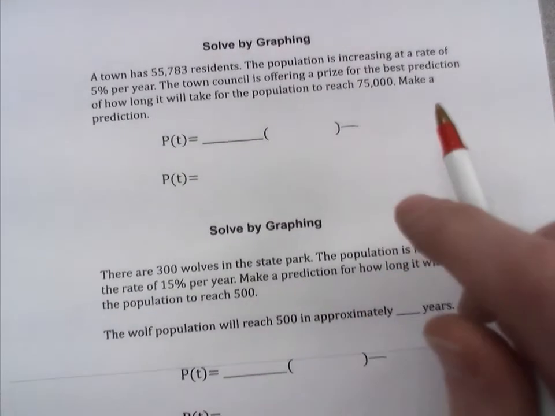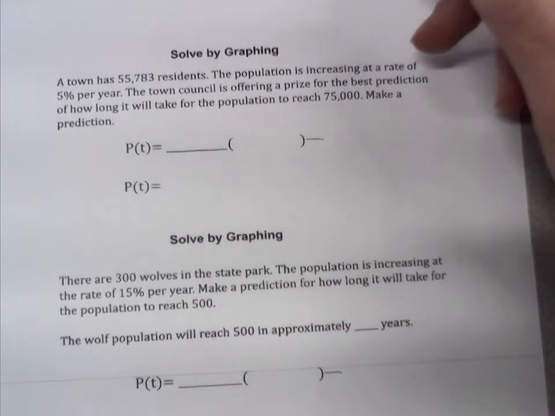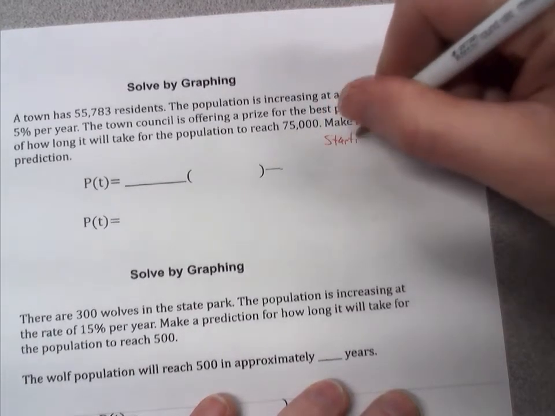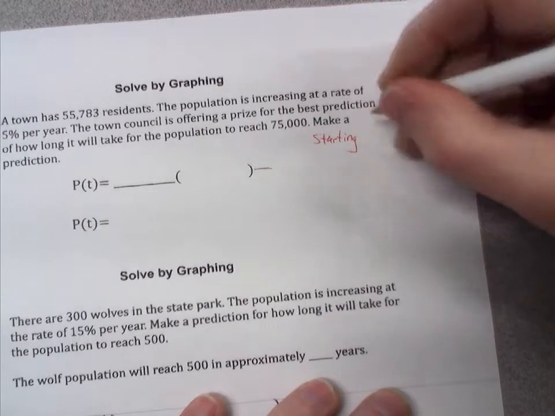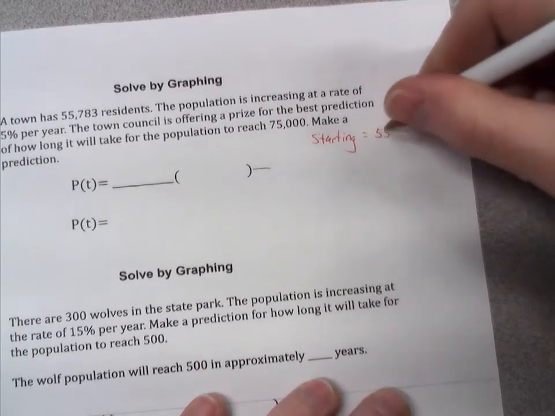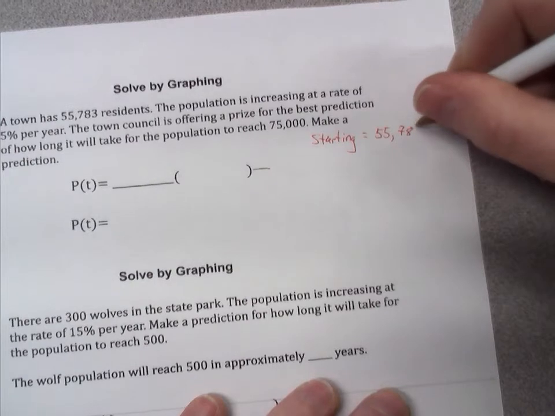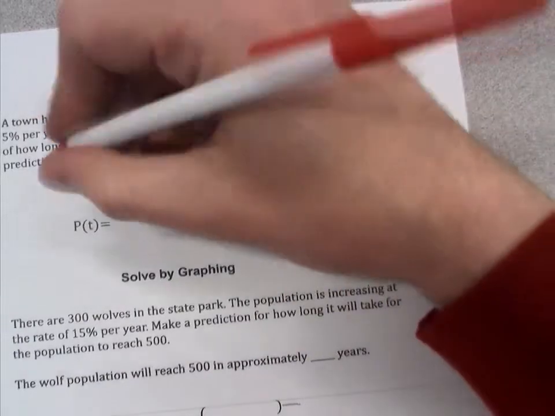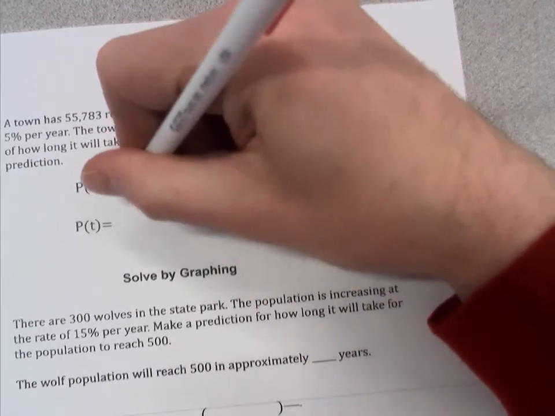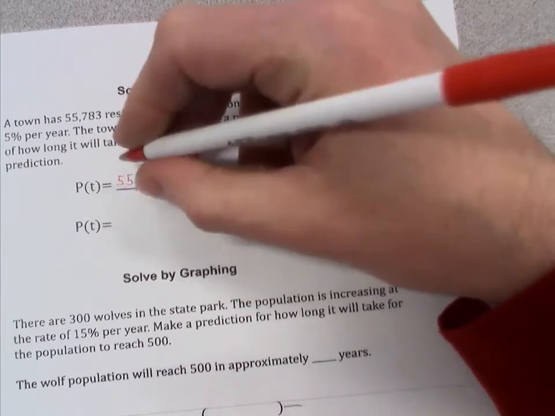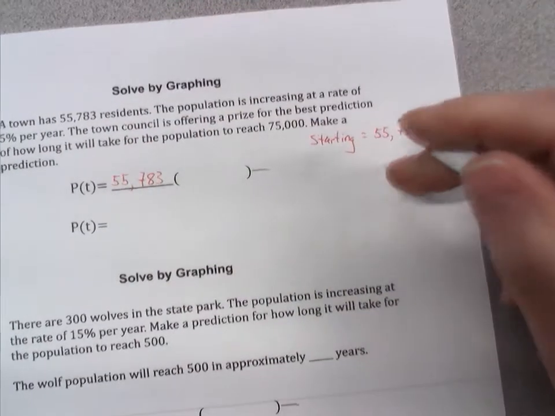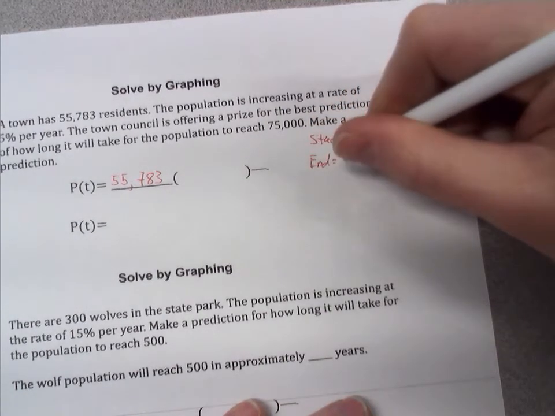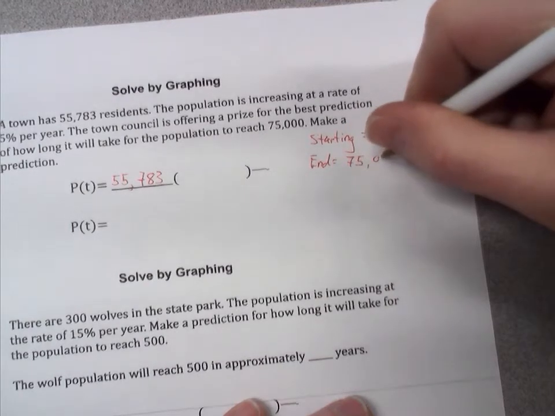So what we need to do is talk about where we're at. We are starting with 55,783 people. So in our equation, P of t, which is the same thing as f of x or y, that's where this is going to go. That's the starting amount of people. That's our base. How many people? And then we need to end at 75,000 people.